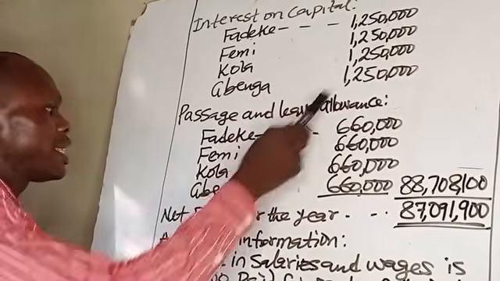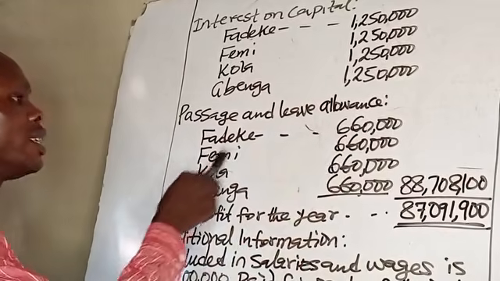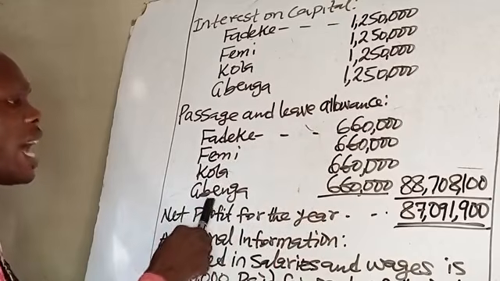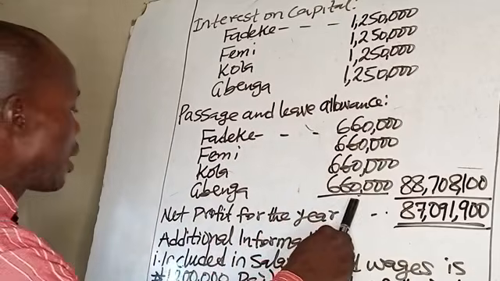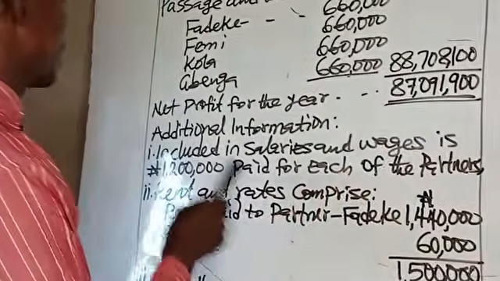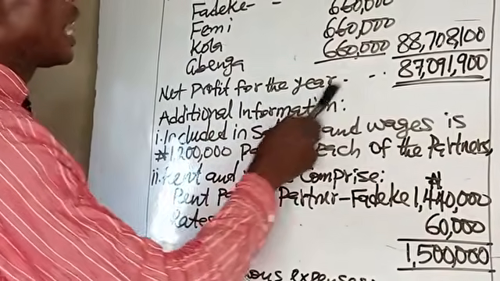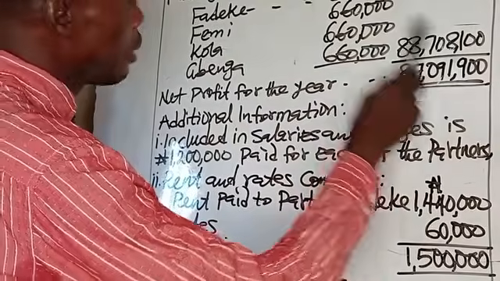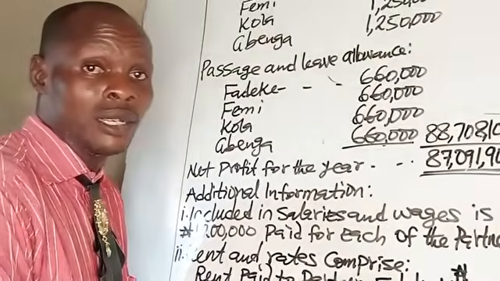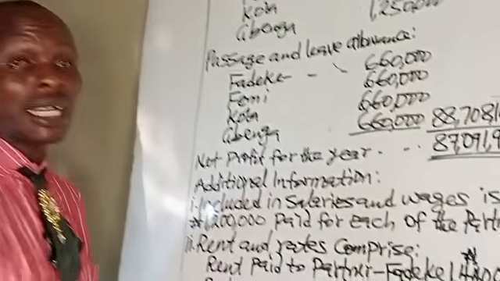Passage and leave allowance. Fadeke 660,000. Femi 660,000. Kola 660,000. Benga 660,000. The total of all the expenses is 88,708,100. After deducting the expenses from the income approved, you have the net profit for the year of 87,091,900. This question is obtained from ICAN May 2023. Taxation skill level. So you can download it from the ICAN website.